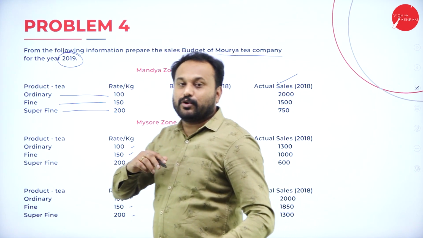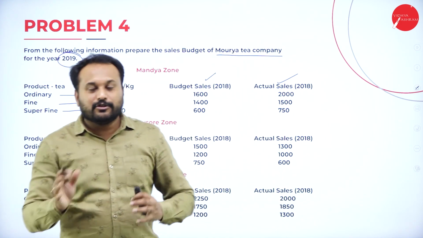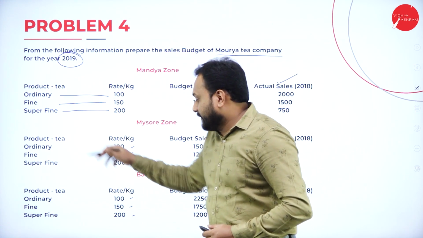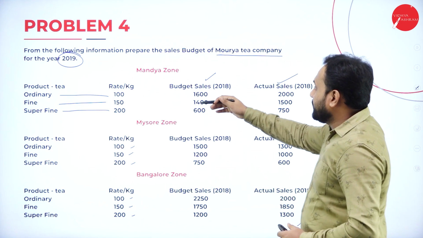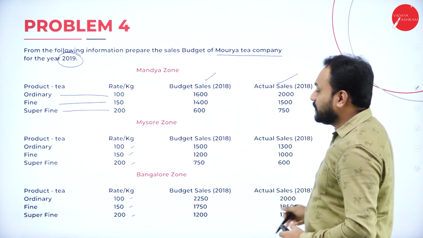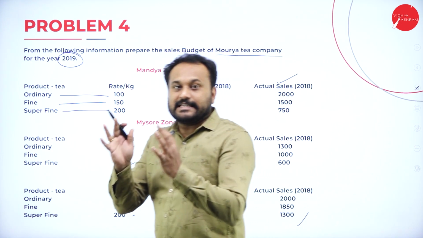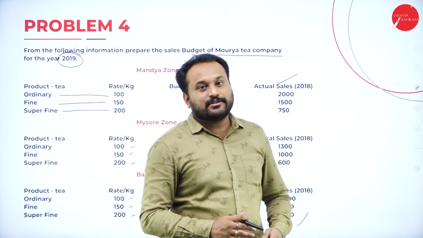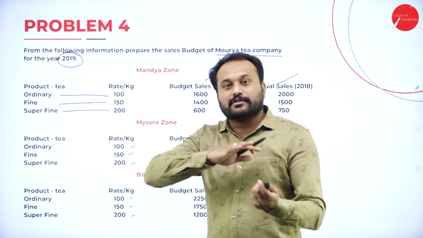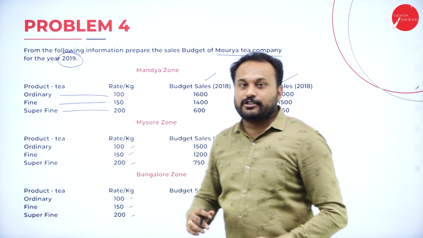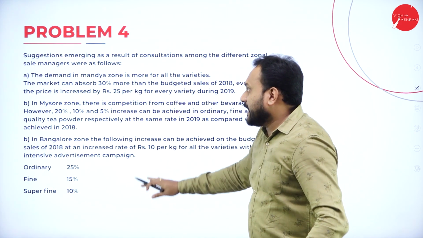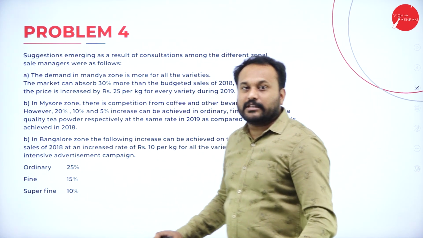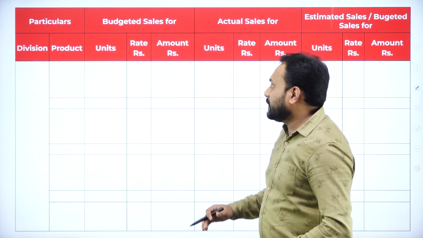So we are supposed to go with the problem and the solution in a simultaneous format, right? I told you that from here till here you solve the budgeted sales of 2018 and 2018 actual sales. 75% of our problem is done. The remaining 25% is only for the estimated sales of 2019, which we are supposed to prepare. And for that, this is the adjustment. Let's not worry about this adjustment right now. Let's go with the problem now.